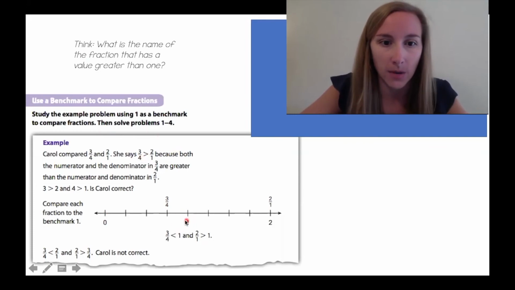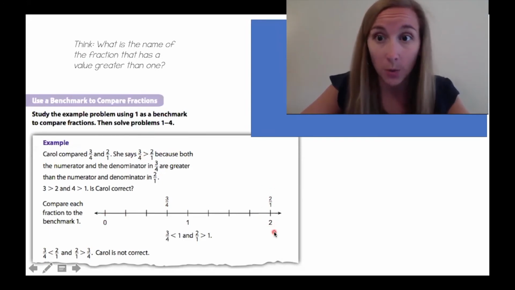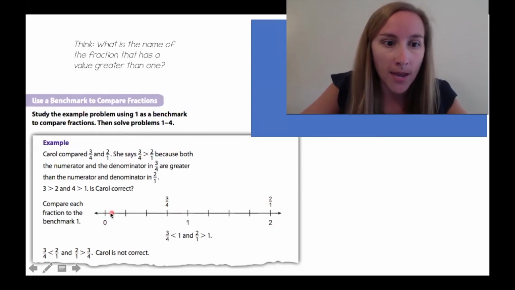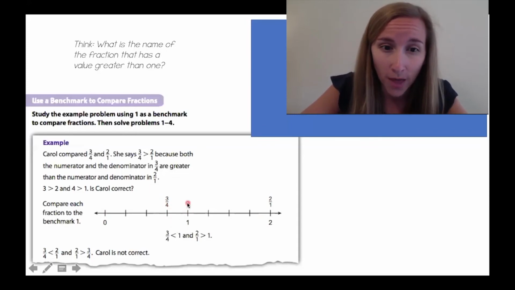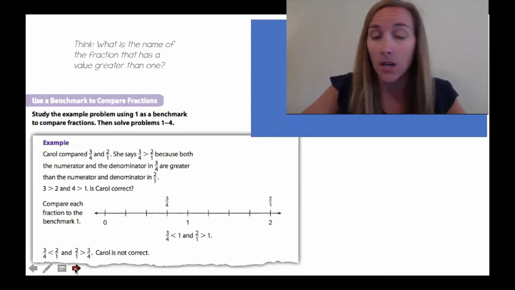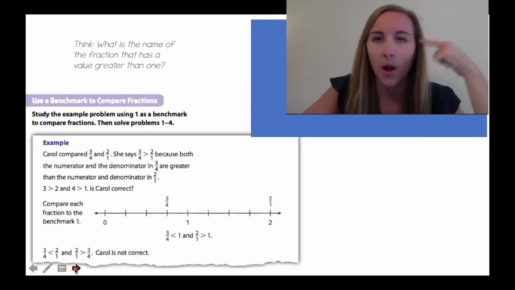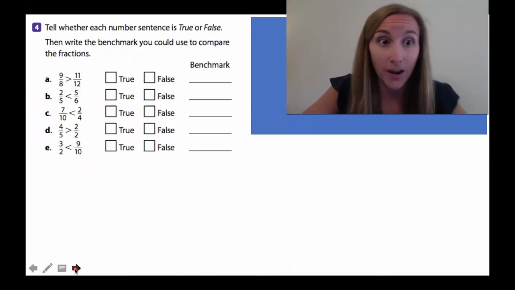I love this number line here. We have 0, 1, and 2. You can see that here. 2 over 1 is really equal to 2. And then 3/4 is under that 1 whole benchmark fraction. So Carol is not correct. You can't just pick those random numbers and say, oh, those are bigger. You have to think about what do these numbers represent as a fraction.